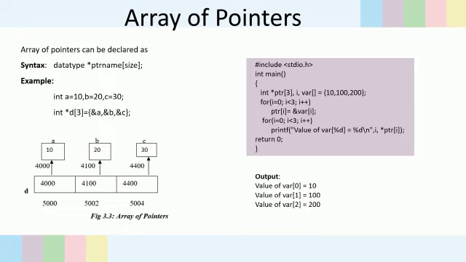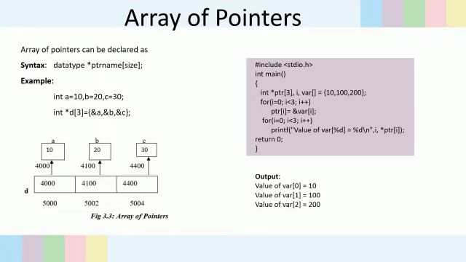So here a, b, c are integer variables with the values 10, 20 and 30 respectively. And d[3] is the array of pointers. So each element in d holds a pointer to the integer value a, b, c respectively. The following C program is an example for array of pointers.